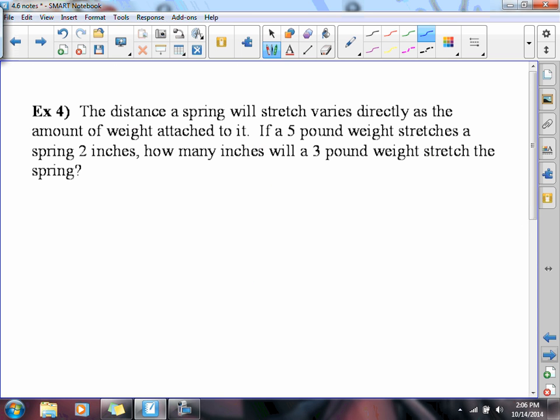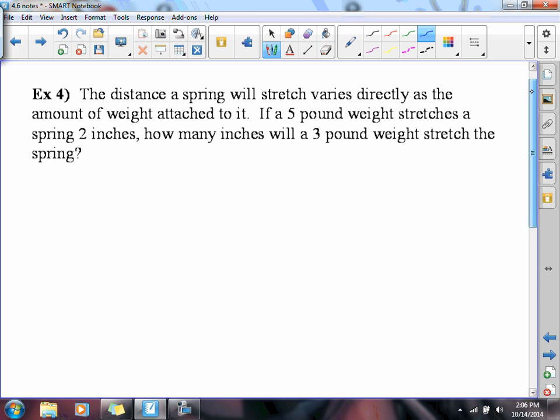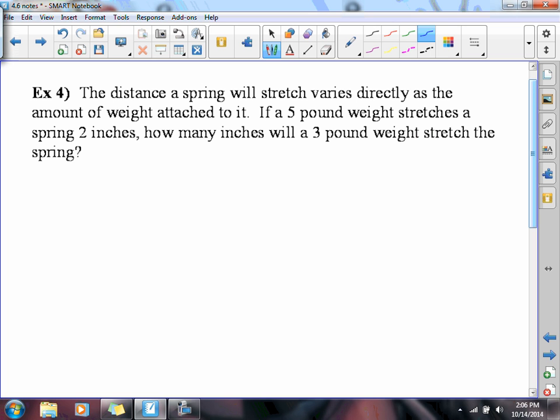Okay, last concept then. We're going to put all of this together. We're going to find our constant and then rewrite our equation and then find another value. So it says the distance a spring will stretch varies directly as the amount of weight attached to it. If a 5-pound weight stretches a spring 2 inches, how many inches will a 3-pound weight stretch the spring?